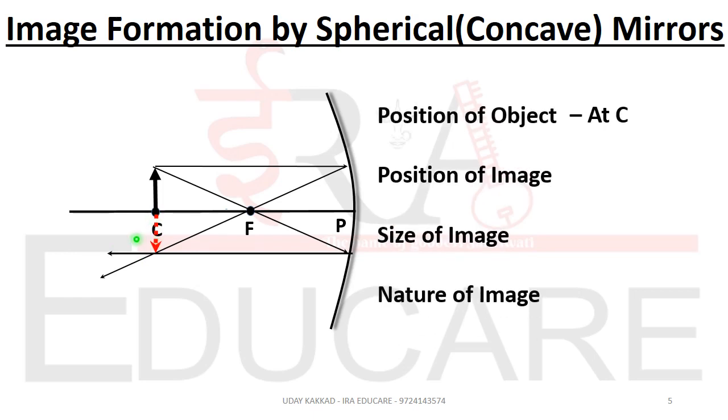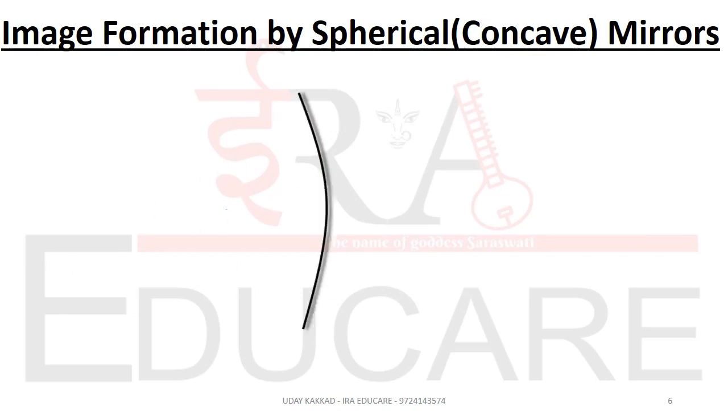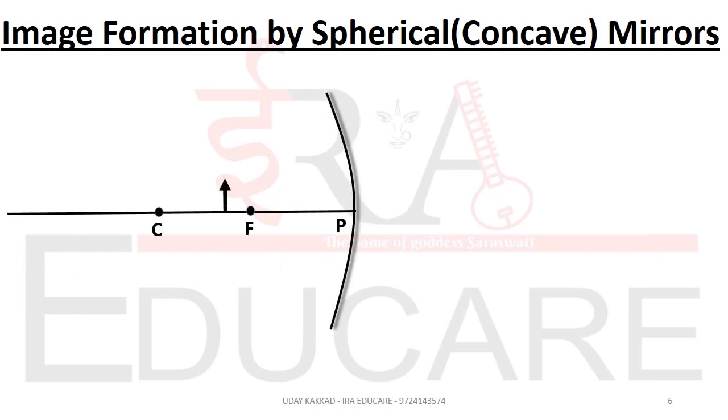So what is the nature of the image? The position of the object is at C, right? The position of the image is at C, right? Same size, and it is real and inverted. You can see that here I take two rays, one ray parallel to the principal axis and the second one passing through the focus. I don't use C because it never meets. That's why. Next position is between C and F.